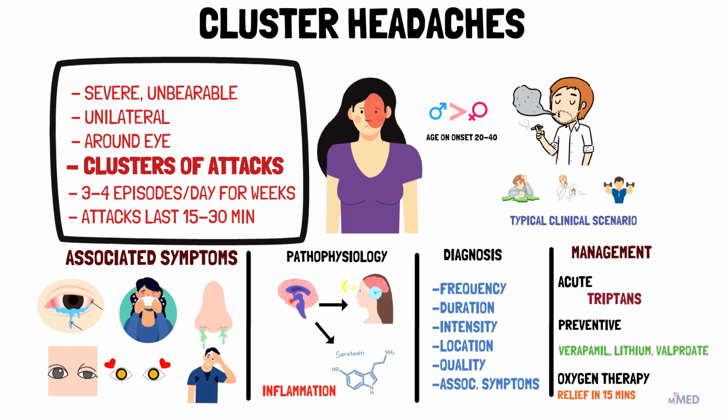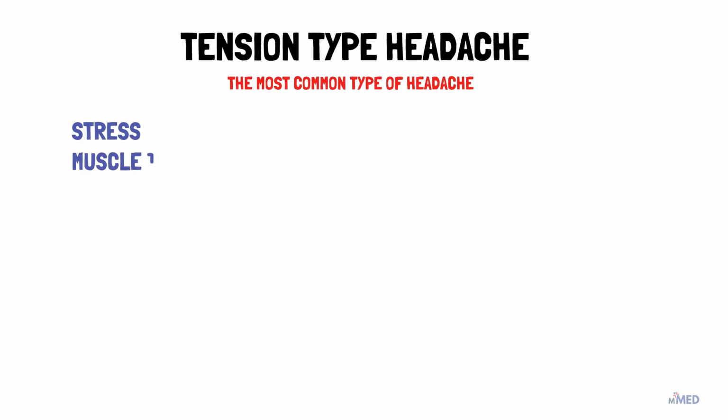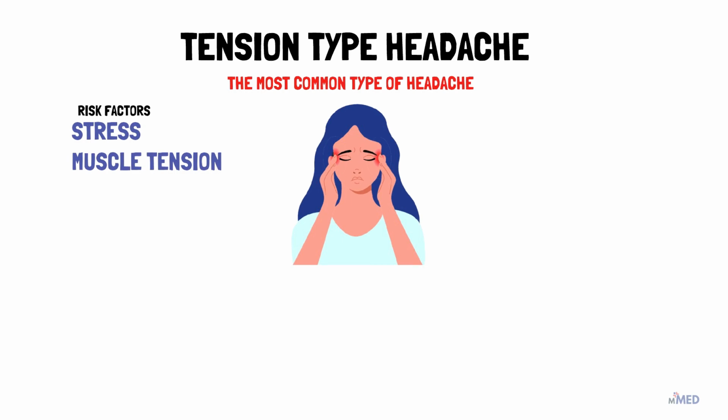Now about tension type headaches. Tension type headaches are the most common type of headache. Stress and muscle tension are often factors in these headaches. Tension headaches typically don't cause nausea, vomiting, or sensitivity to light, but they do cause a steady ache rather than a throbbing one and tend to affect both sides of the head.